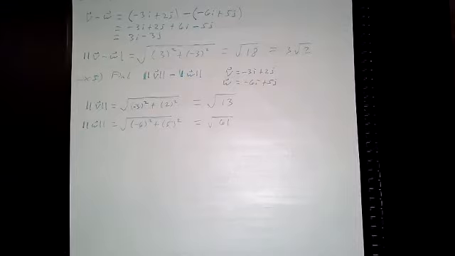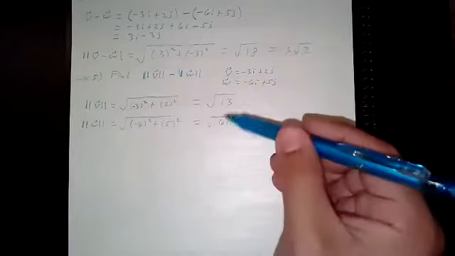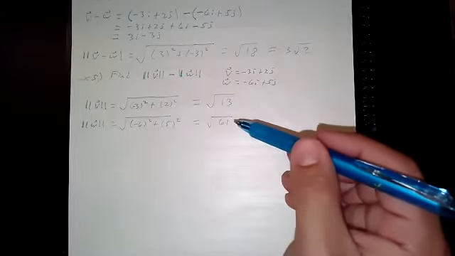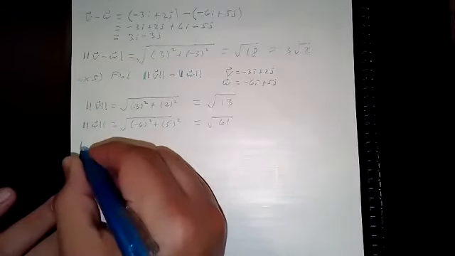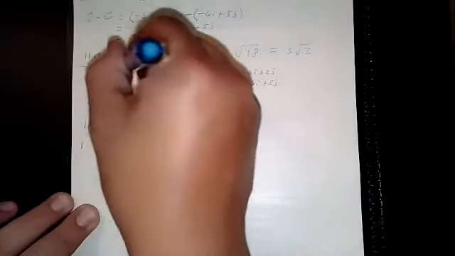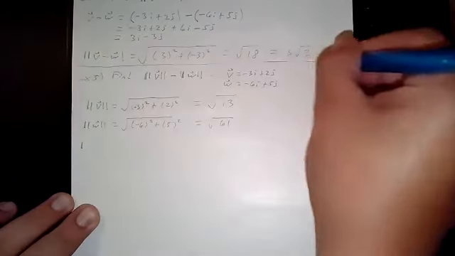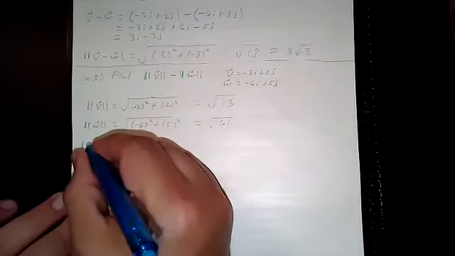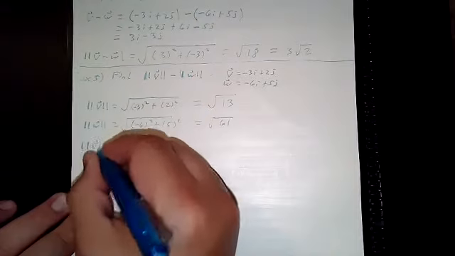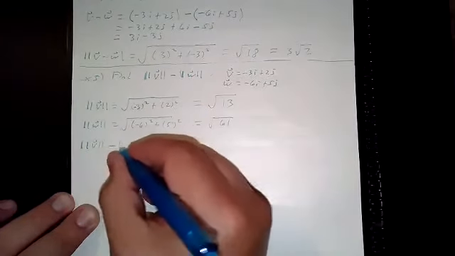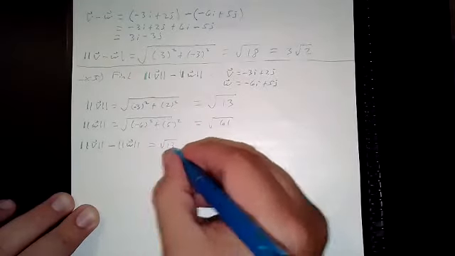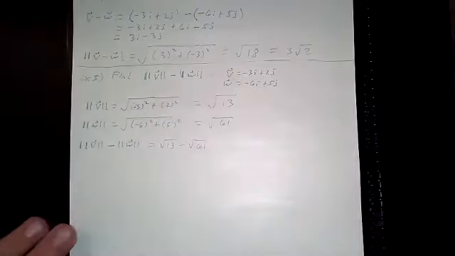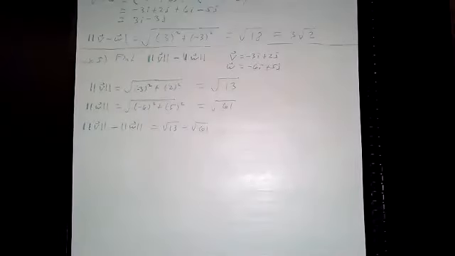It's pretty much all we can really do, because these are not the same, right? We have radicals that are different. You can't subtract them. So when they ask us to find the magnitudes and then subtract, or the difference of the two magnitudes, it is basically going to be root 13 minus root 61. That's all you can do. So you see how they're not the same, right?